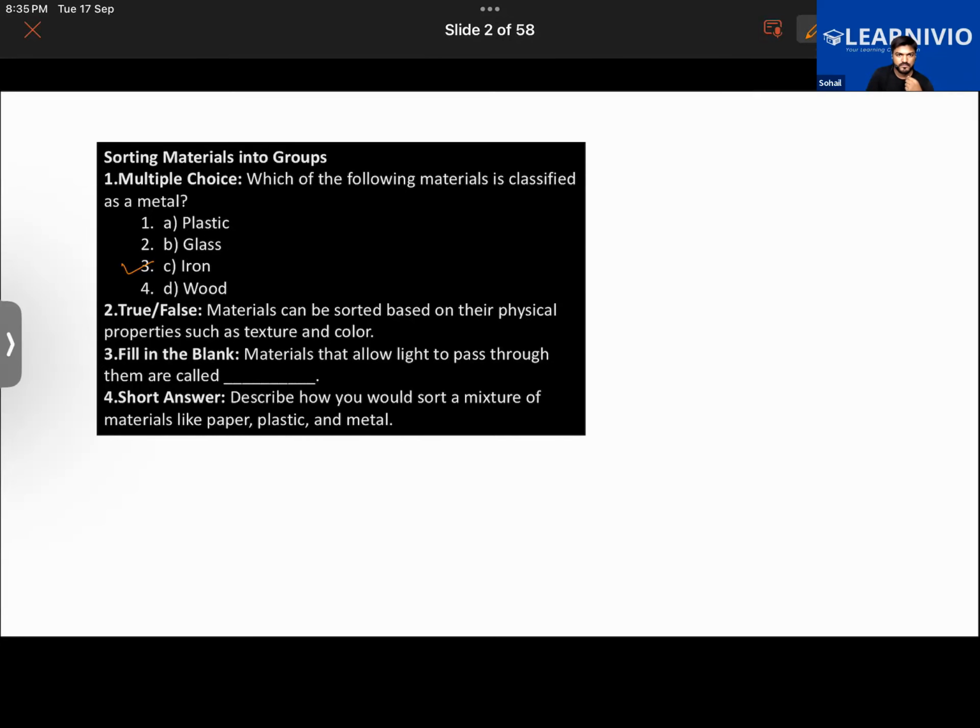It's true, obviously. So we have objects of different color. We can sort them into different groups. If they have different texture, they can also be arranged into different groups.